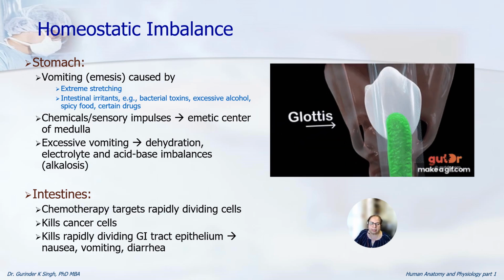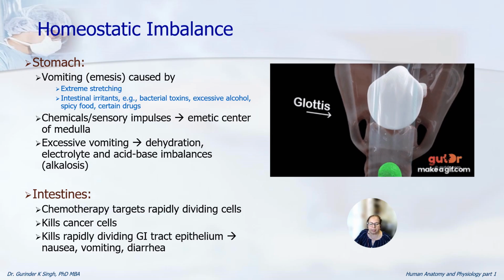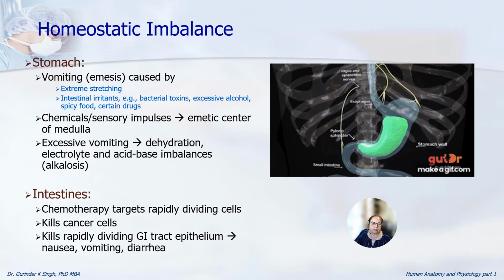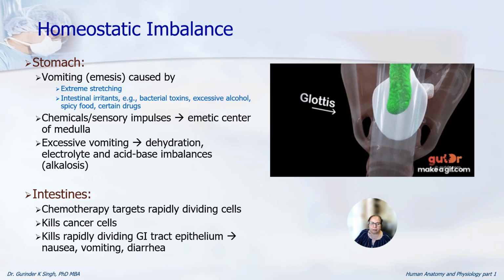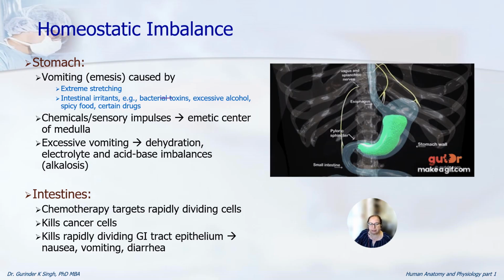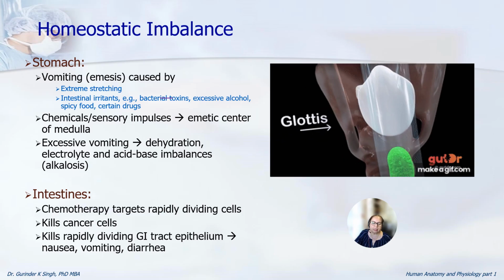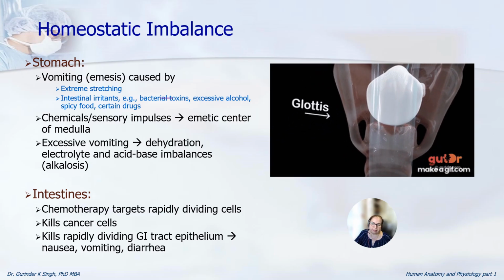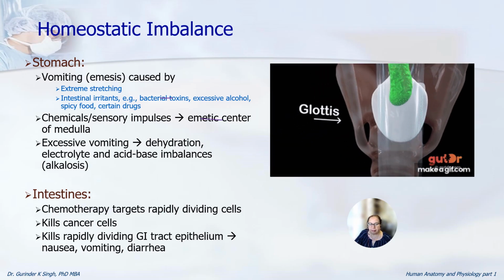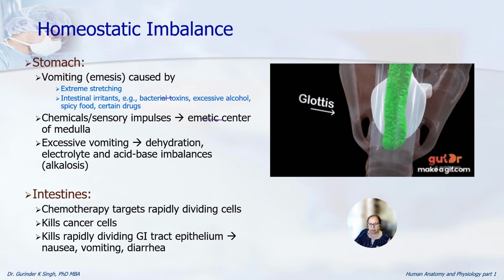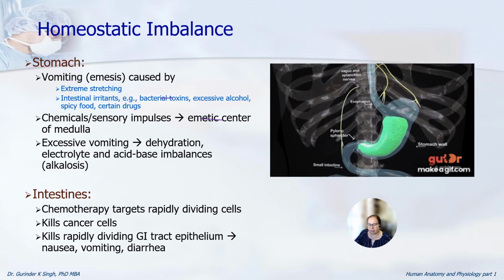One of the homeostatic imbalances we see with the stomach is vomiting, also known as emesis. This can be caused by extreme stretching. It could be irritants, such as bacterial toxins. Excessive alcohol can do that. Those chemical receptors, when they detect that, trigger and send impulses to the emetic center in the medulla, and then the stomach contracts very fast and expels everything outwards. So it's just pushing it outwards.